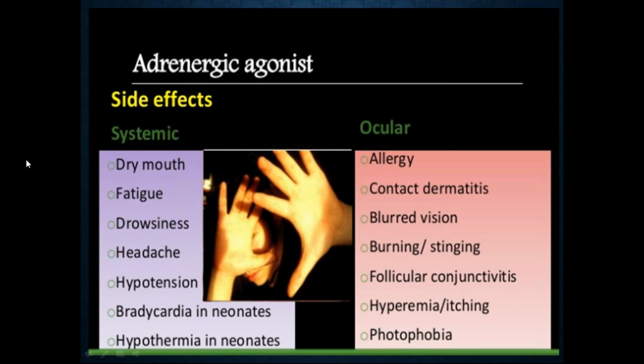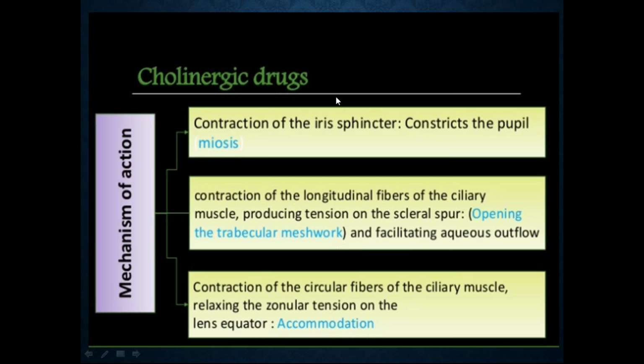So what are the side effects? There are systemic and ocular side effects. The patient may have allergy, contact dermatitis, blurred vision, stinging and burning sensation. Sometimes follicular conjunctivitis and photophobia. Patients who have undergone LASIK and already have glare, we are not supposed to give adrenergic agonists to those people also. Coming to systemic side effects: dry mouth, fatigue, drowsiness, headache, bradycardia and hypothermia in neonates. These are the systemic side effects.